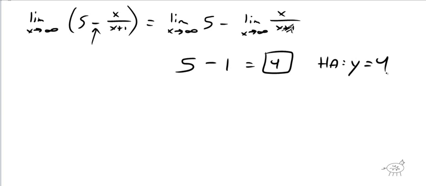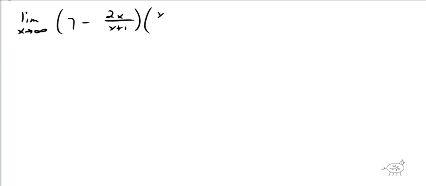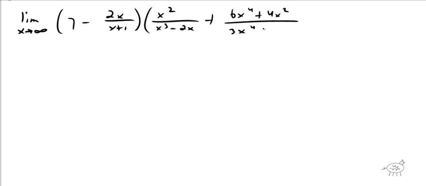Sweet. Okay, not bad. Let's do a little crazier one here. Limit as x approaches infinity of (7 minus 2x over x plus 1) times (x squared over x cubed minus 2x plus 6x to the 4th plus 4x squared over 3x to the 4th plus 2x cubed). Oh man, this is crazy. You guys are going to want to drop, but it's too late. Woo! That's a humdinger. So that's really the limit of that whole thing.